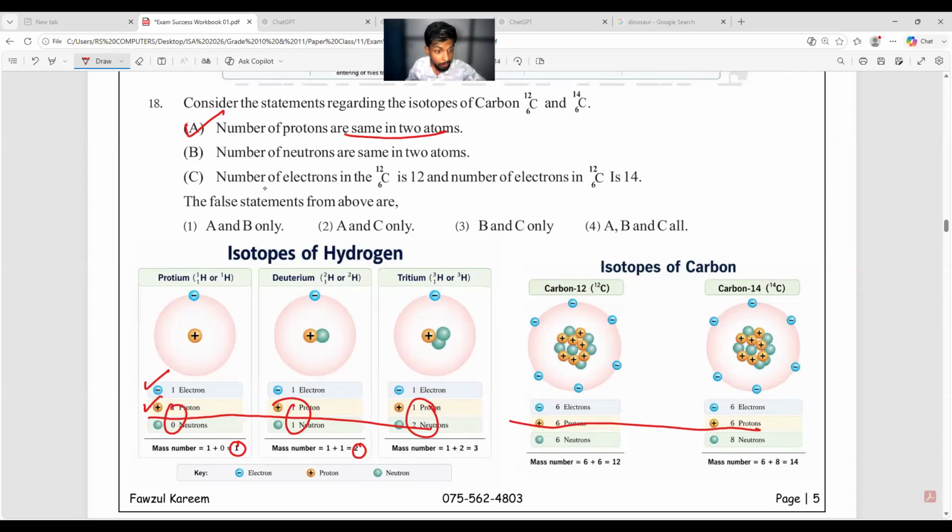Okay, they are asking for the false option, right? And the third one, number of neutrons are same. No, that is false, right? That is an incorrect answer. Neutrons, they are not the same, right? Okay, so that is wrong.